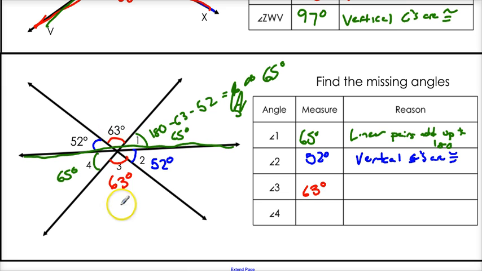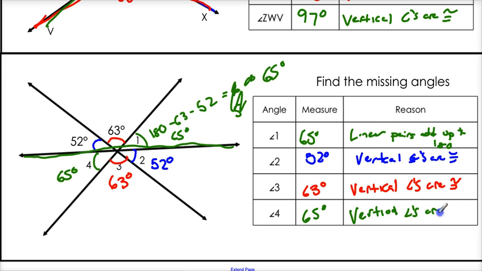How do I know that? Well, remember, we use vertical angles. So vertical angles are congruent. And then I found angle 4. And how did I use this one? Once again, remember, these were across from each other. So this is 65 degrees. And how did I do that? Well, I knew because vertical angles are congruent. And that's it for this lesson.